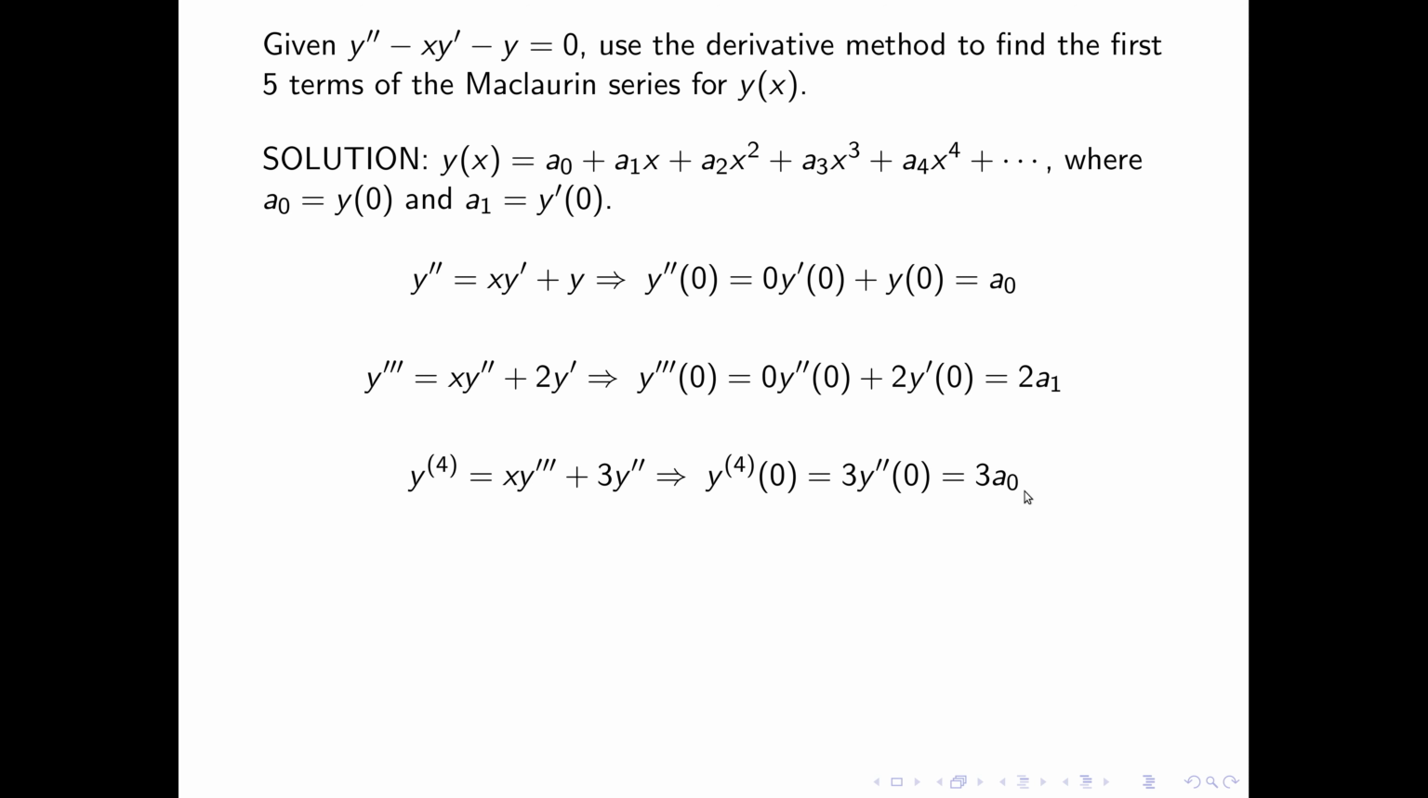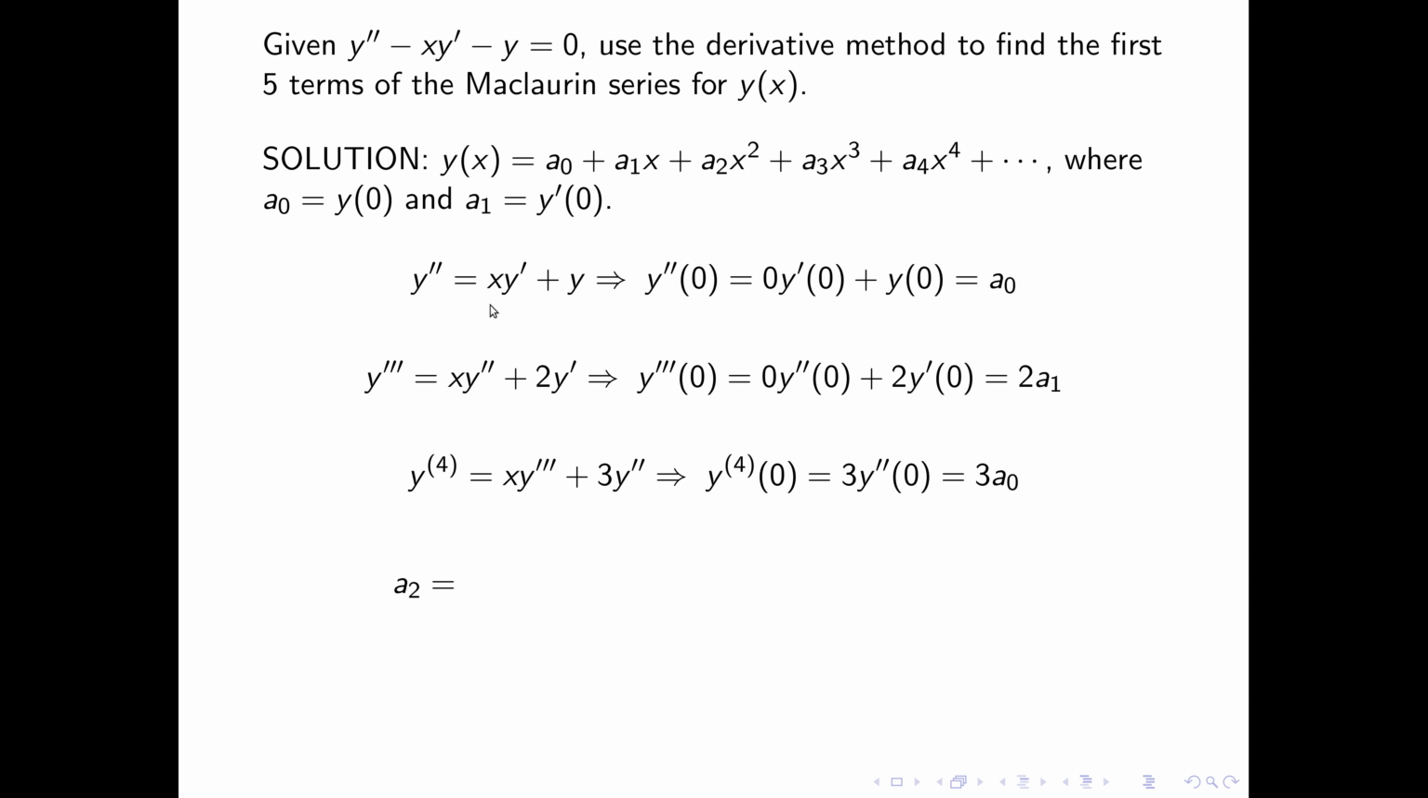Good. Now we only wanted the first 5 terms. The first 2 terms are already given, and so y double prime will give us the term for x squared, y triple prime will give us the term for x cubed, y to the 4th will give us the term for x to the 4th. So we've got our 5 terms now, and so let's see if we can write those down.